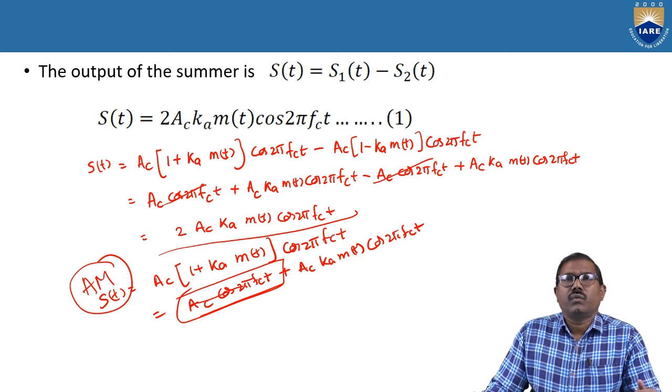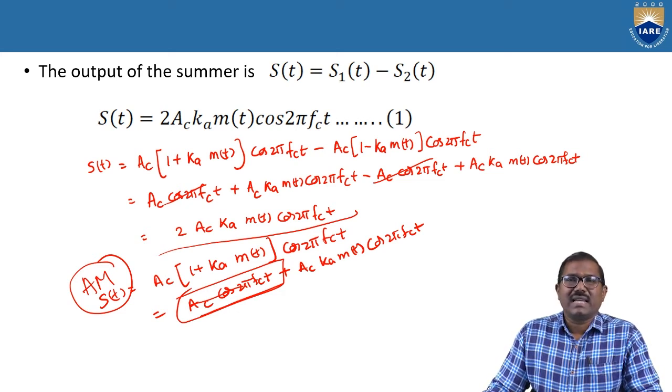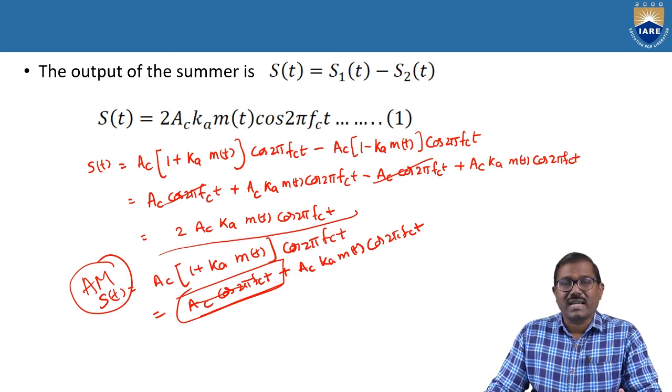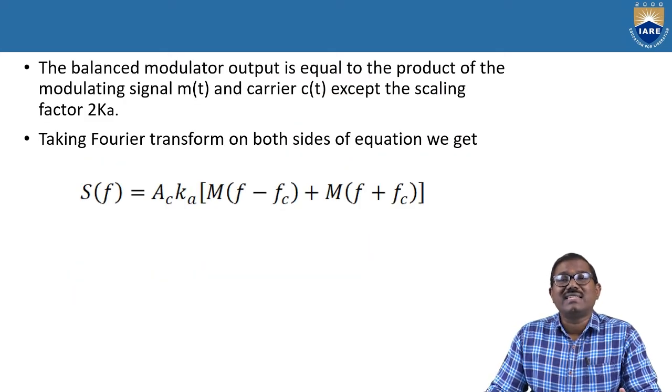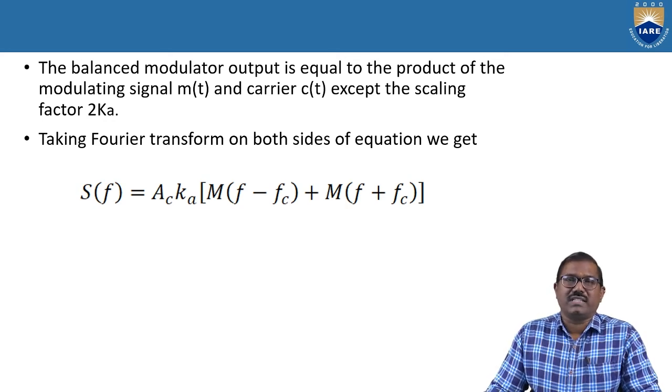Generally, when you apply the Fourier transform to the right hand side, 2 Ac Ka m of t cos 2 pi fct, you get Ac Ka by 2 of [M of f minus fc plus M of f plus fc]. So the numerator having 2, the denominator having 2, both are going to cancel. Finally, in S of f, we have Ac Ka [M of f minus fc plus M of f plus fc]. So this is the output of double sideband suppressed carrier from the balanced modulator.